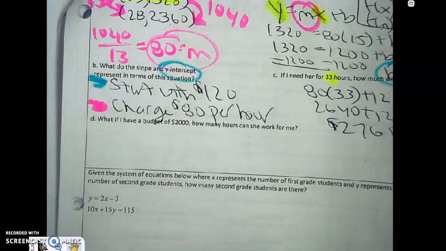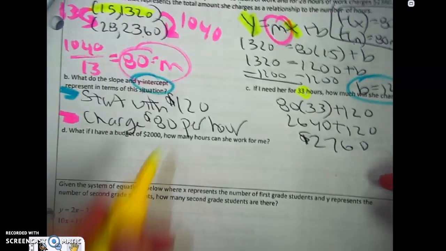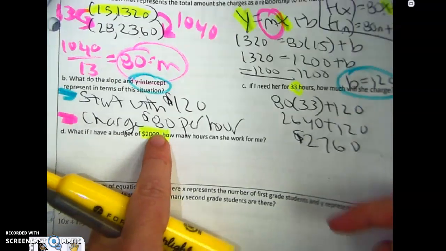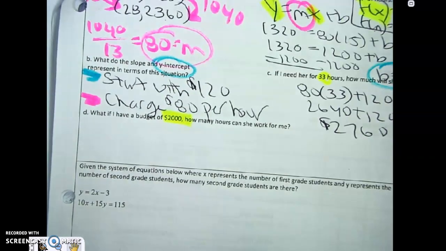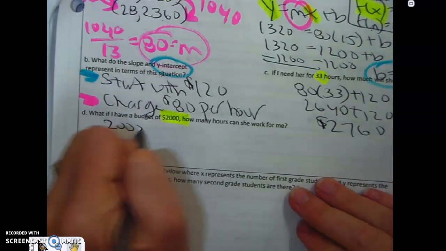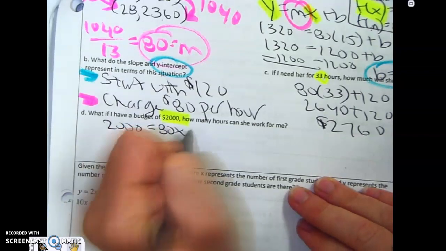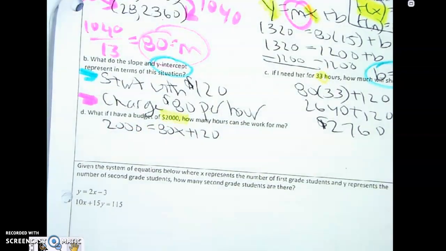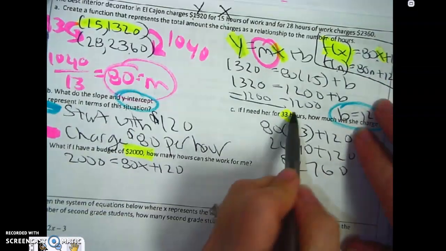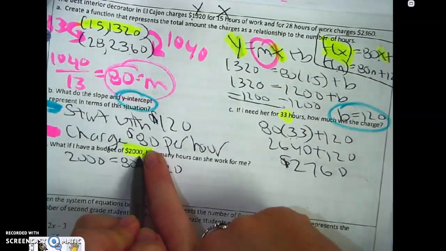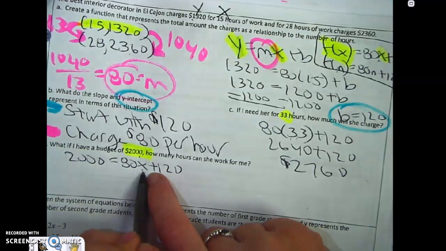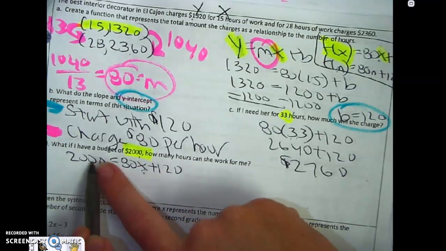This time, what if I have a budget of $2,000? So this time, the $2,000, remember the money is your y? So it's got to go in for your y. Okay? So I'm going to go $2,000 equals 80x plus 120. Let me slow down and say, hours is x. But money is what you want, but you don't get that until you work your hours. So we got to figure out how many hours we have to work.